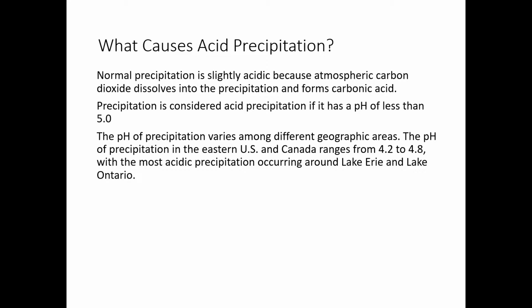And the pH of precipitation is going to vary depending on where you're at. If you're in the eastern U.S. and Canada, you're going to be between 4.2 and 4.8, where Lake Erie and Lake Ontario are going to be the most acidic places. But in some rural area in Montana where you don't have a whole lot of cars driving around or industry adding all those oxides into the atmosphere, the pH of the rain might be more like 5.5 or 5.6 or maybe even 6. So it just depends on where you're at in the world.